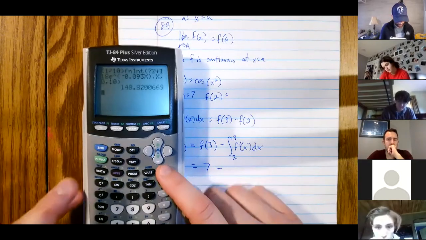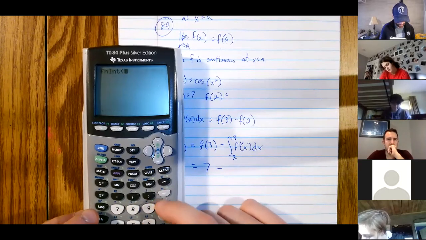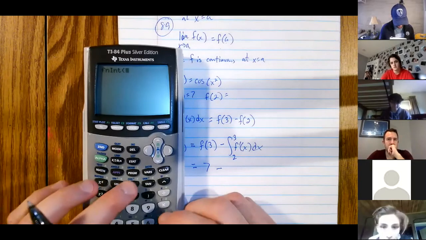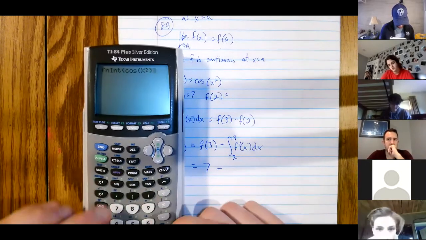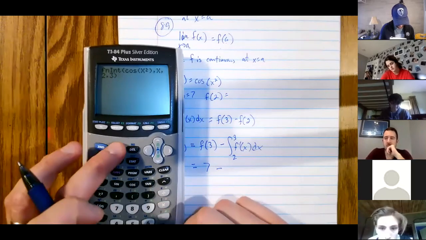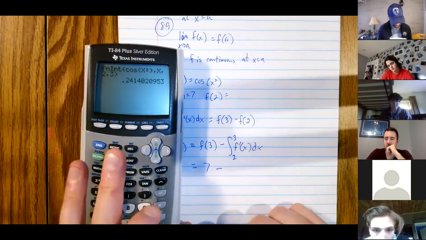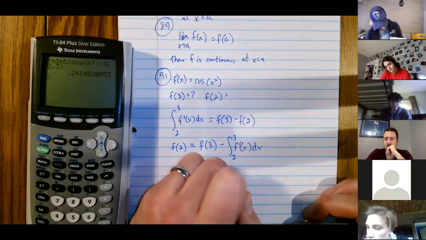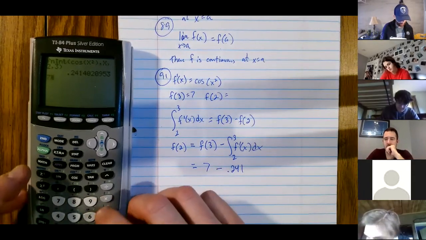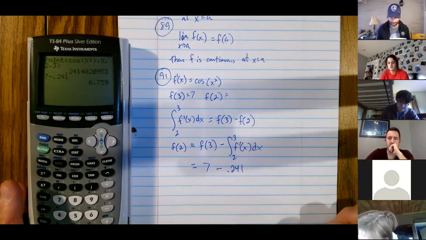All right, so I'm going to go to my calculate screen, math 9. So I'm going to integrate, what is the function? Cosine of x squared. So cosine of x squared, comma x, comma 2, comma 3. All right, and then make sure you're in radians. And so I calculate and I get 0.241. So 7 minus 0.241. All right, and we're going to get 6.759.